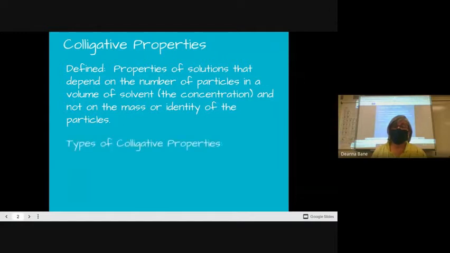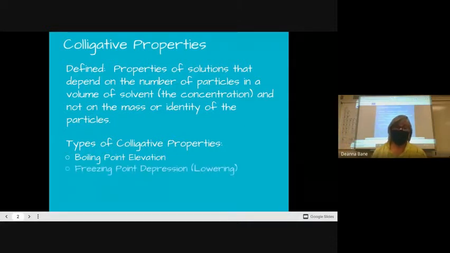So there are three types of colligative properties. Boiling point elevation, because boiling point is a physical property of, let's say, the solvent water. Freezing point depression or freezing point lowering. Again, freezing point is a physical property of a solvent like water. And then vapor pressure lowering. And we haven't really talked about vapor pressure, so we're going to focus on boiling point elevation and freezing point depression.